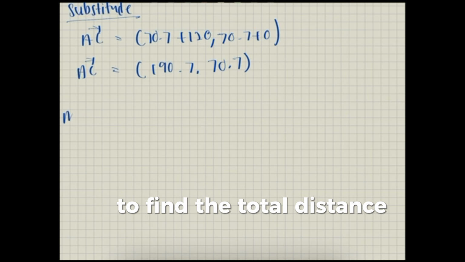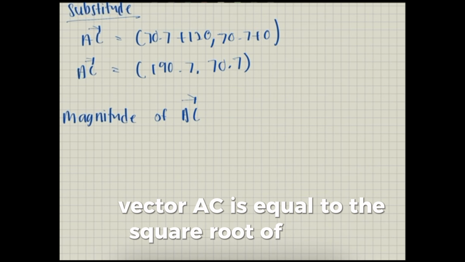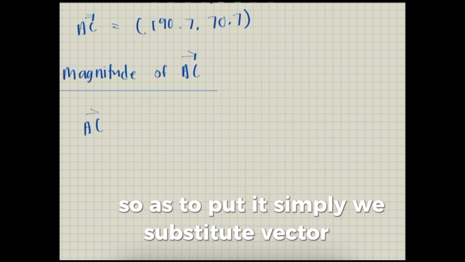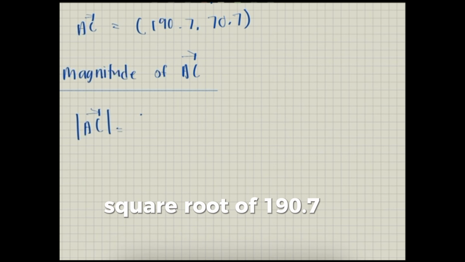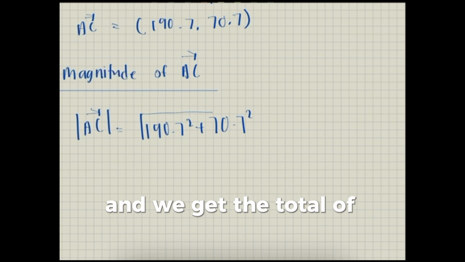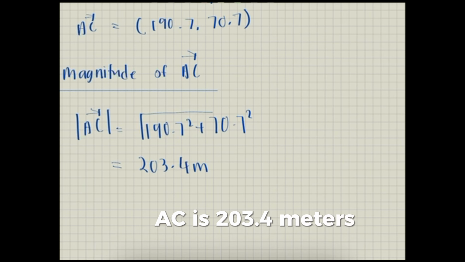Step 4, we need to find the magnitude of AC. To find the total distance from A to C, we use Pythagoras' theorem, which is the magnitude of vector AC equal to the square root of x squared plus y squared. So, putting it simply, we substitute into vector AC: the square root of 190.7 squared plus 70.7 squared, and we get a total of 203.4 meters. So in conclusion, we can say the distance of vector AC is 203.4 meters.